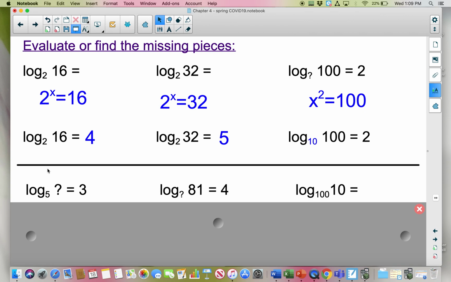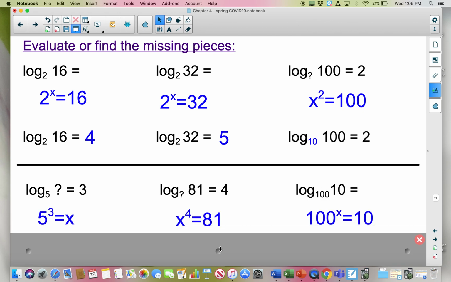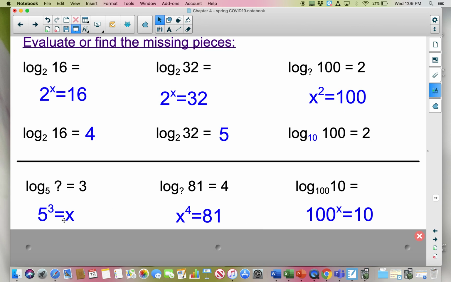So if I loop this, 5 cubed equals what? What to the fourth is 81. 100 to the what power equals 10, right? So that's your initial thought process as you go from log to exponential form. And then again, it should be pretty easy to figure out. I mean, 5 cubed, we know that's 125. 5 times 5 times 5. What times itself 4 times will be 81? That's 3. This one's a little more tricky. 100 to the what power is 10.